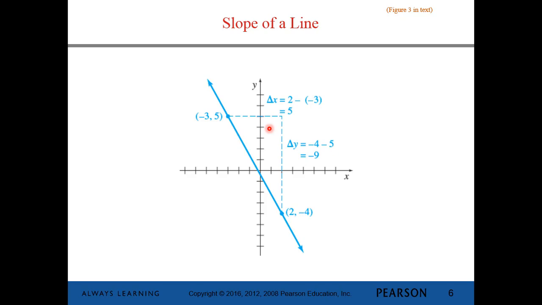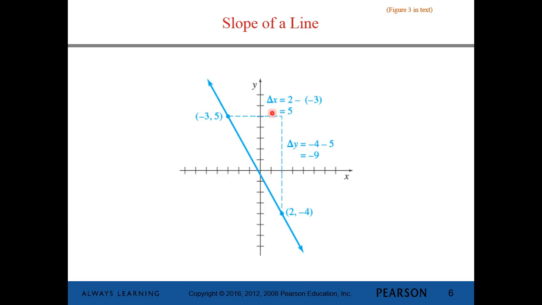So if you take these 2 points here, you find that the change in the x distance to go from this point to this point, you have to go over how many units? Well, you have to count 1, 2, 3, 4, 5. So I have to go a distance of 5 units to the right.